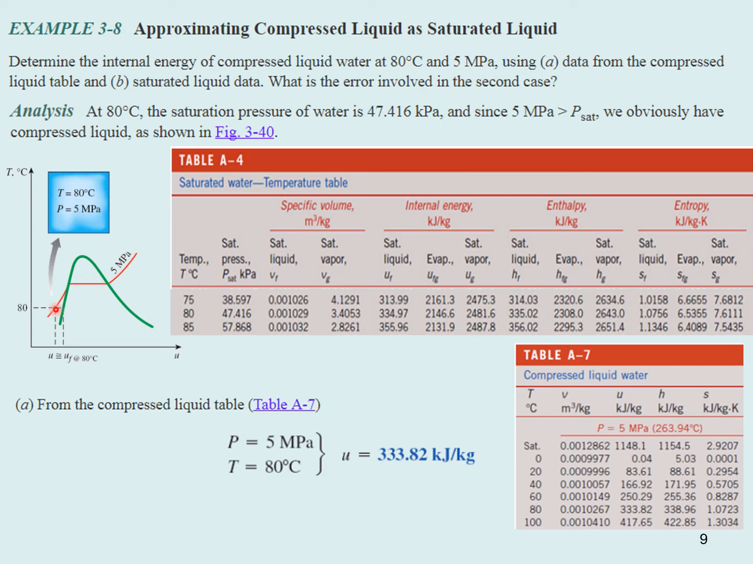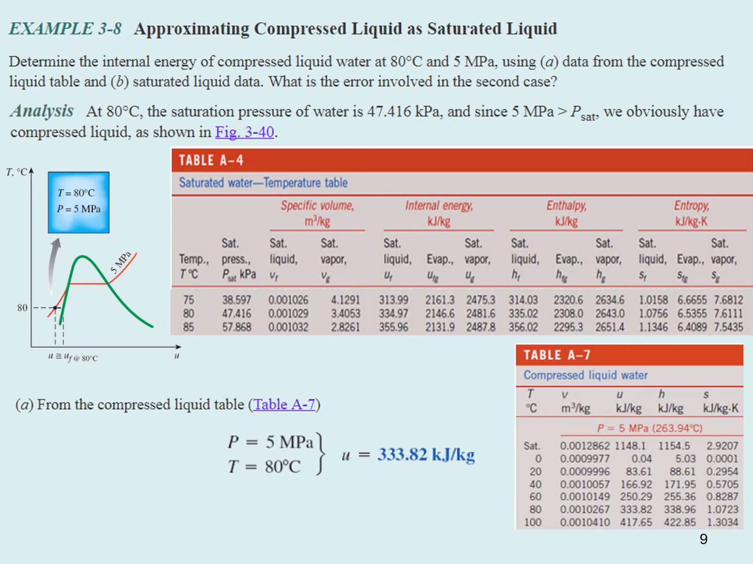So here we're going to use the compressed liquid table. If you go to table A7, I've clipped a part of the compressed liquid table. You can see here for a pressure of 5 million pascals, which is where we are, we can look up the temperature. So at 80 degrees C, we can run across and find the internal energy value, 333.82. So that's using the compressed liquid table.